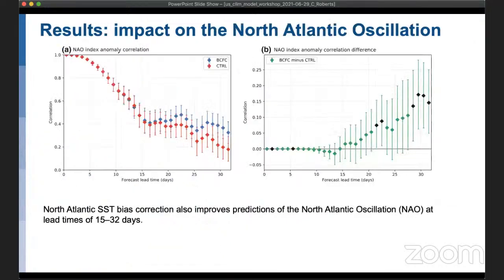We can also look at these impacts in terms of the North Atlantic Oscillation. These are daily indices; this is anomaly correlation skill for the NAO as a function of lead time for daily NAO indices. And again, you can see that the reduction of North Atlantic SST biases leads to improvements in NAO skill for weeks 3 and 4.